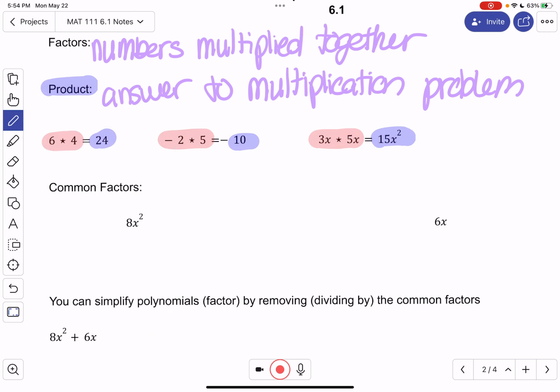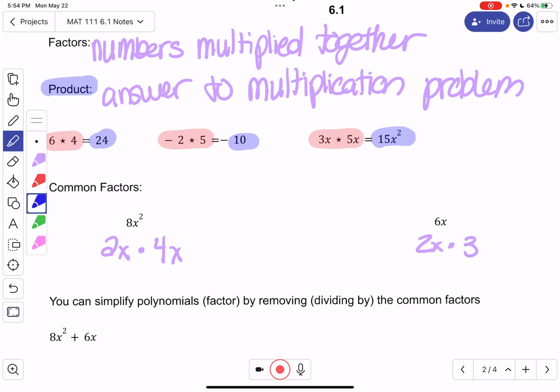So for this 8x, 8 is like saying 2 times 4, and x is like saying x times x. So factors could be 2x times 4x. 6 is like saying 2 times 3, and we only have 1x. So we could say 6x is 2x times 3x. And then a common factor between the two would be 2x, because they both have that as a factor.